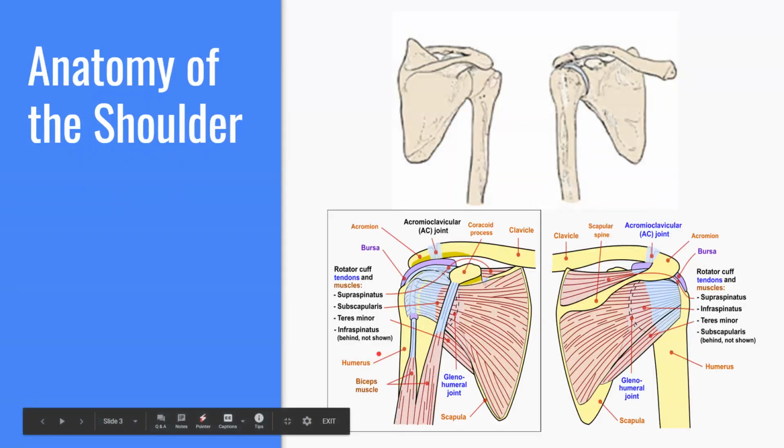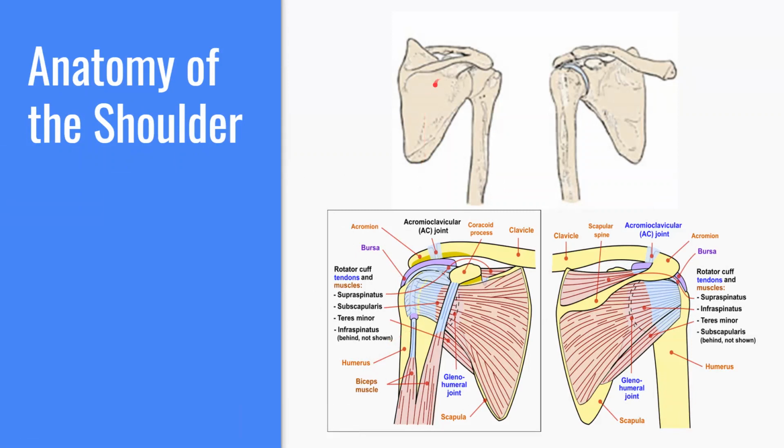So first, going over the anatomy of the shoulder, we're going to look first at the bony anatomy here. So we have the glenohumeral joint, which is right here, which is the connection between the head of the humerus and the glenoid fossa. We have the AC joint here, right, which is the connection between the acromion, which is this bone, and the clavicle.